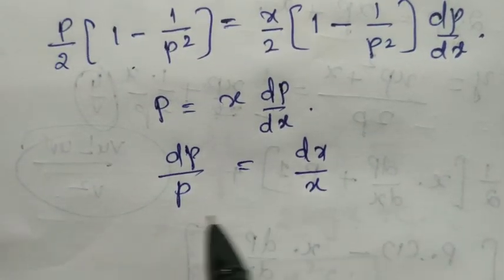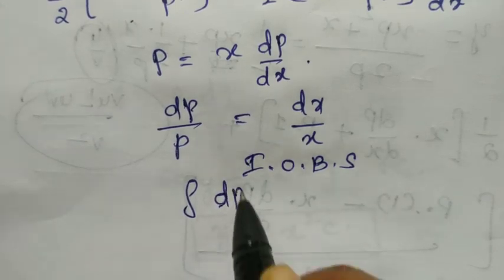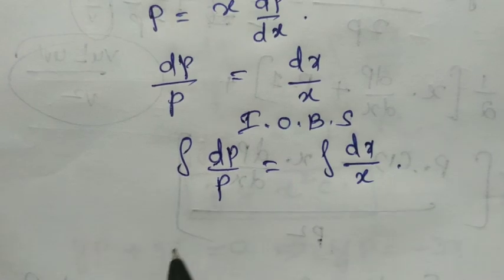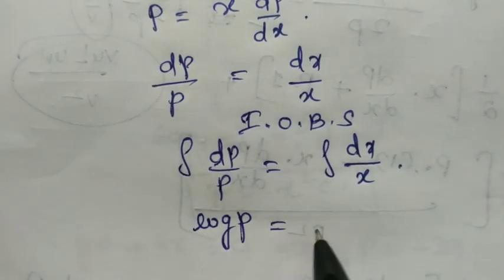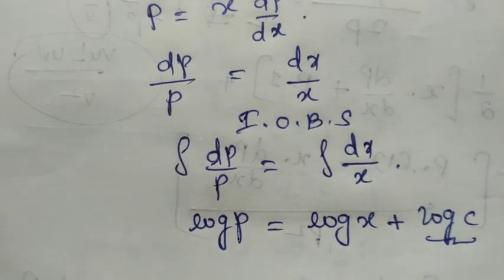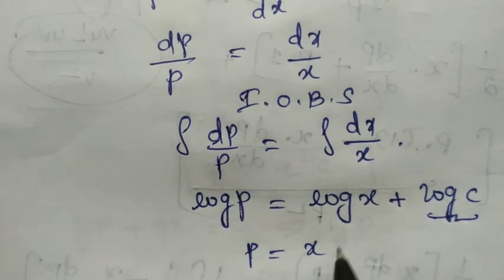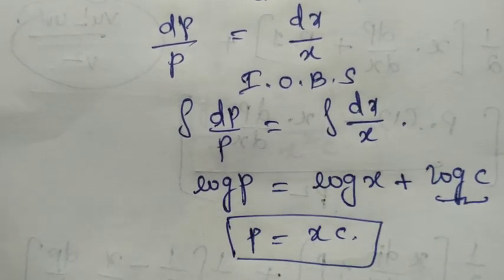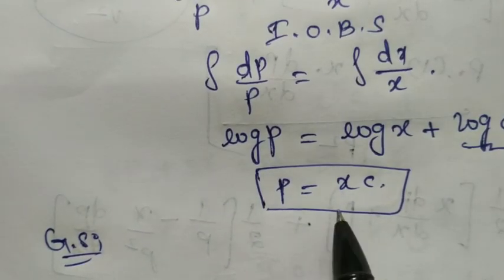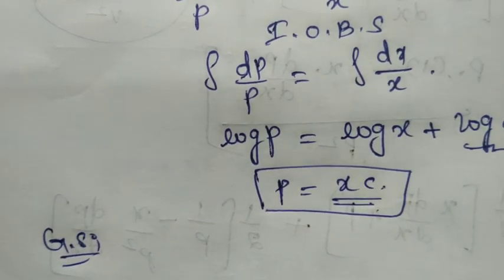Then integrating on both sides, integration of dp by p equals integration of dx by x. Therefore log p equals log x plus c. I am writing c in terms of logarithms. So therefore p equals xc. The final general solution is by substituting the p value xc in the given problem. That is our required general solution.